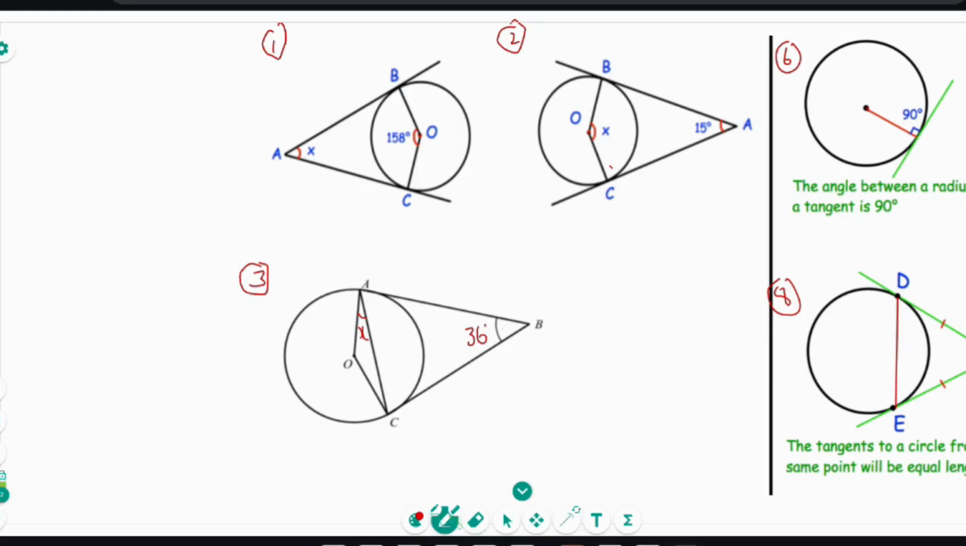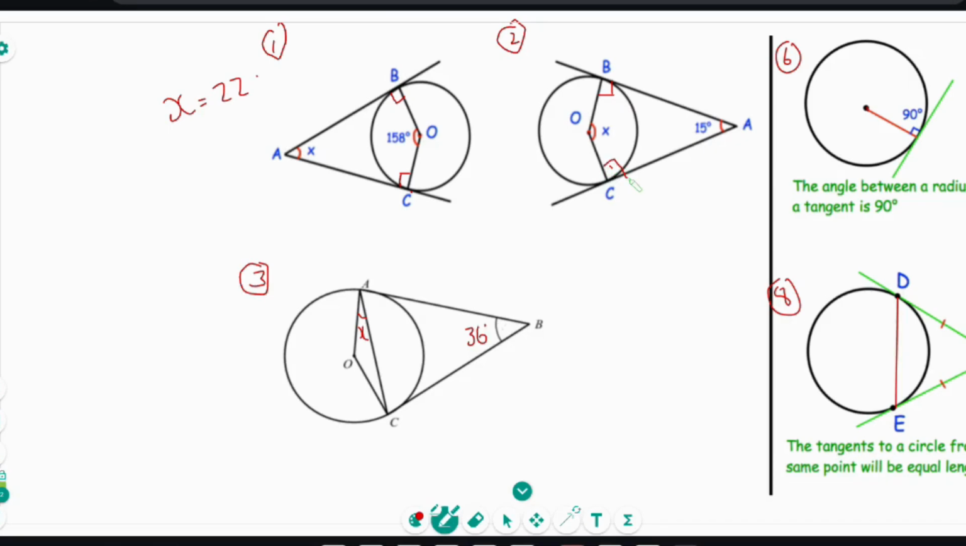Okay, so here, we've got a tangent touching a radius. I'm going to put that on as 90 degrees. Now we've got a 4-sided shape. Angles in a 4-sided shape, angles in a quadrilateral, add to 360. This is not a cyclic quad because all 4 corners of your quadrilateral do not touch the outside of your circle. But we know all the angles in a quad add up to 360. So let's take off both your 90s and your 158 gives us x is 22.